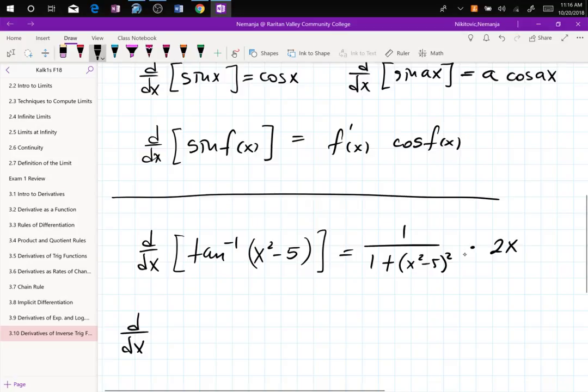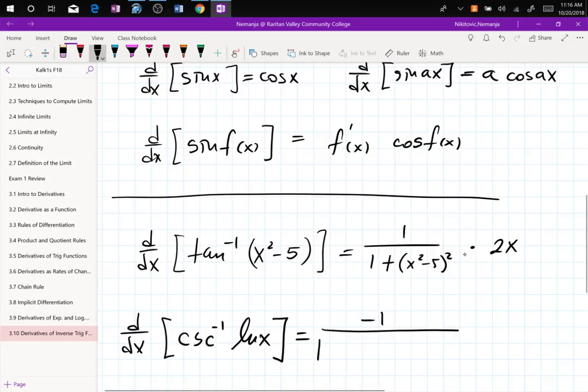Another problem, d dx of, let's say, cosecant inverse of ln x. It doesn't matter, you can put whatever you want. So what do we get? Well, inverse cosecant is -1 divided by absolute value of the function, which is ln x, times the square root of that ln x squared minus 1, times, in the chain rule, the derivative of ln x, which is 1 over x.